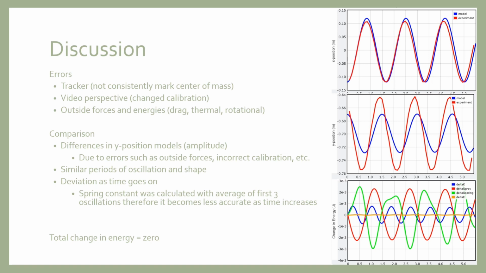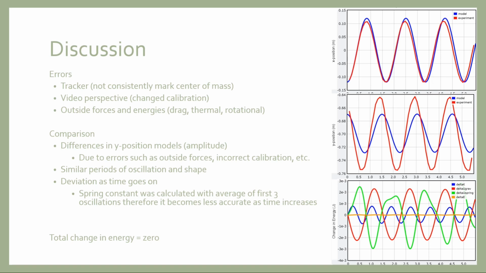Comparing the top 2 graphs, there are differences in the amplitudes of the y position model versus experiment, which can be attributed to the errors discussed previously. Specifically, errors such as not consistently marking the center of mass, incorrect calibration, and not considering outside forces such as drag force, as all those forces affect the y direction. Both graphs have similar oscillation periods and shape when comparing the model and experiments.